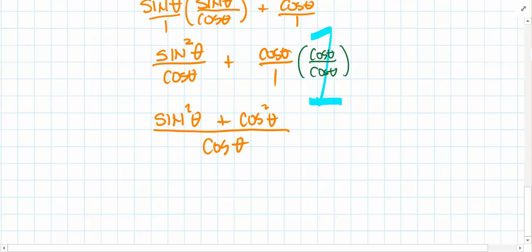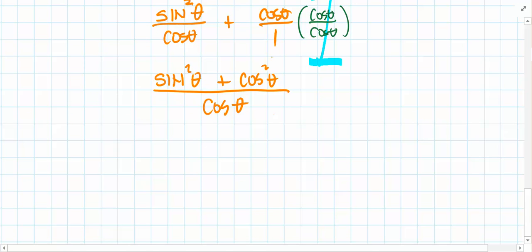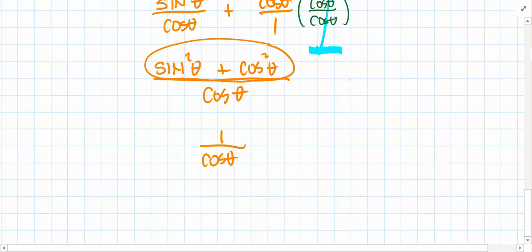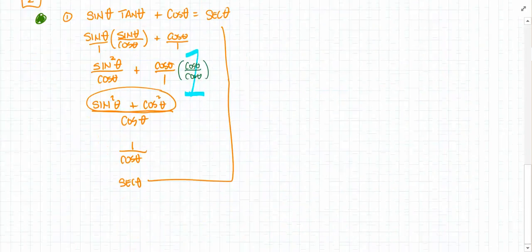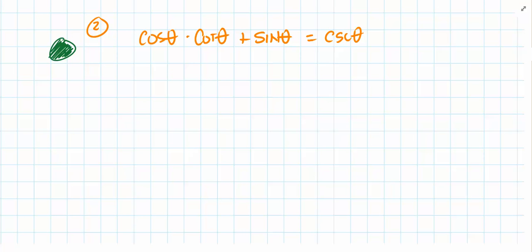All right, now, the numerator, sine squared plus cosine squared, that's famous. That's a very famous identity. It's equal to what? Nice job. So sine squared plus cosine squared is a Pythagorean identity that equals 1. I still have a cosine theta on the bottom. 1 over cosine theta. And 1 over cosine theta is what? 1 over cosine theta is secant theta, which is exactly what we were trying to prove right there. So I'll shrink the problem down so we can see it.